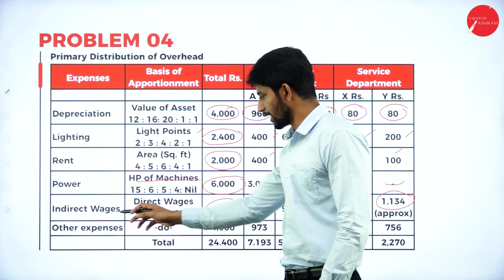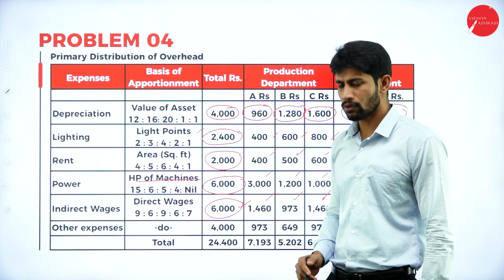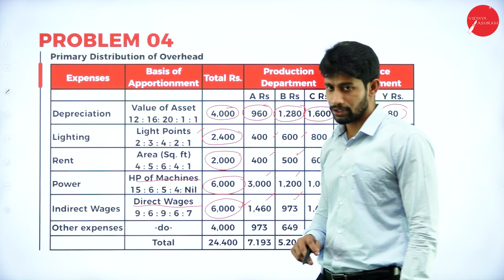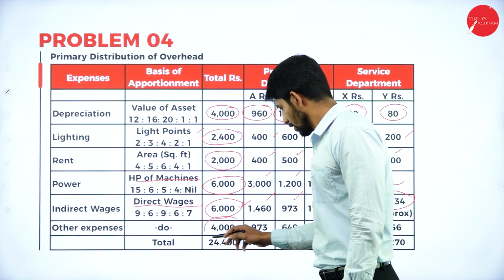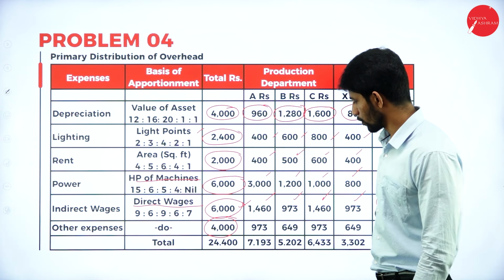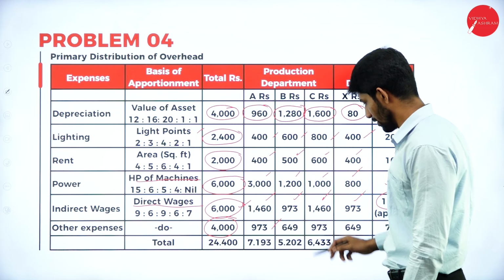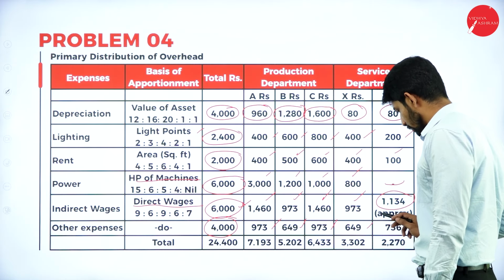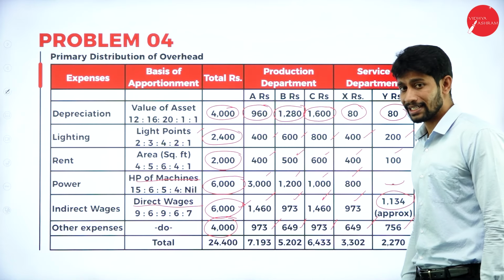1,134. Next, other expenses. Other expenses were also supposed to be distributed based upon the direct wages ratio. So according to that, if you distribute other expenses based on the direct wages ratio also, you will get 973, 649, 973, 649 and 756.